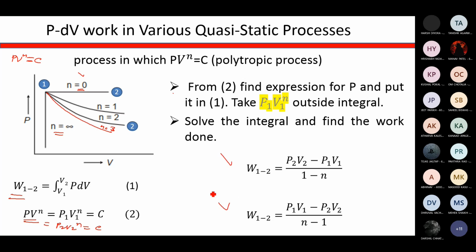So you can note down the work done in process 1 to 2 for the polytropic process is given as W1-2 is equal to P1 V1 minus P2 V2 divided by n minus 1. I am just rewriting this expression. We will be using this form of the equation most of the time and not the first one. So this equation is important for us.